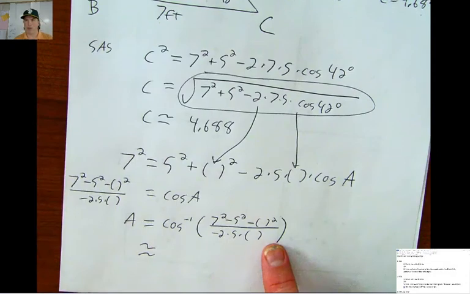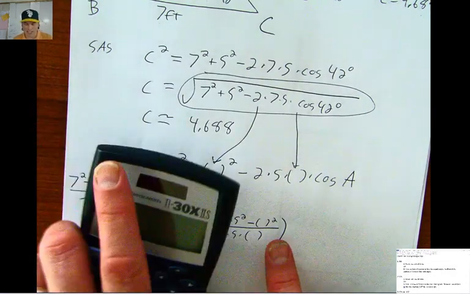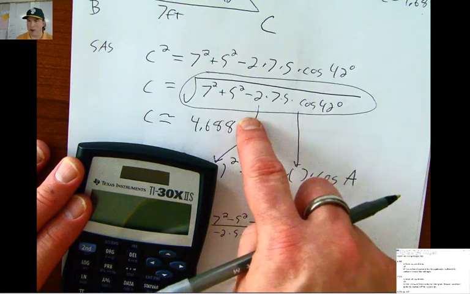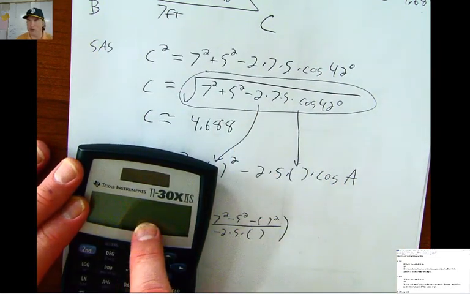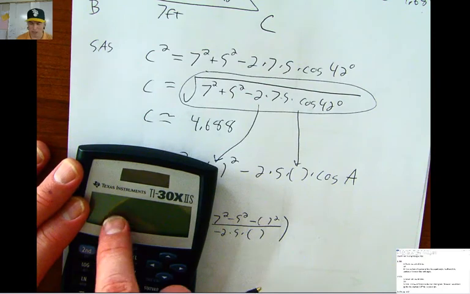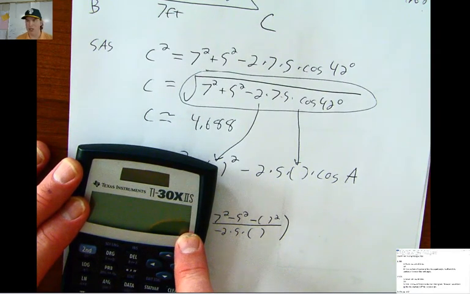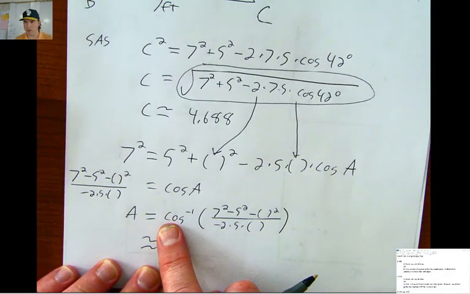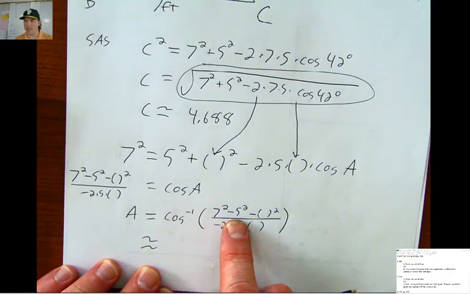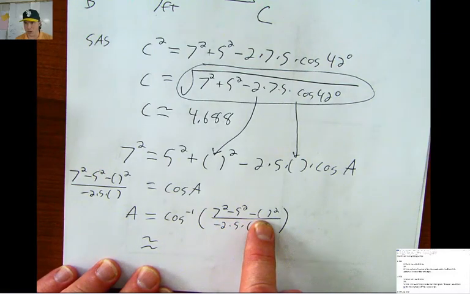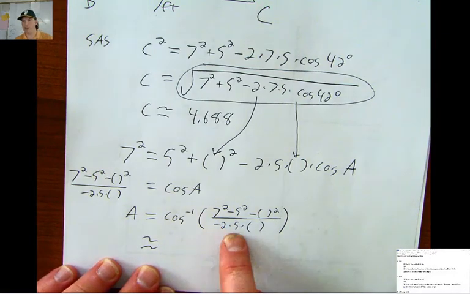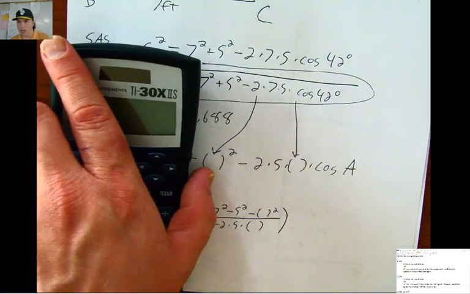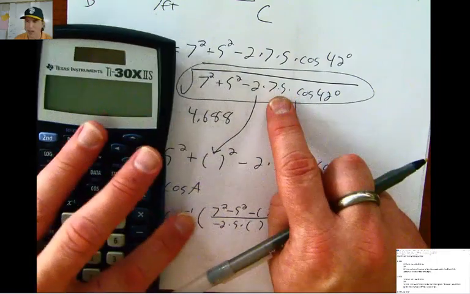Now this stuff, to keep it exact, because the last thing I did with my calculator was get this as an approximation, my calculator should read 4.68 blah blah blah throughout that entire thing. So at that point I can now put this into my calculator by going cosine inverse of 7 squared minus 5 squared minus answer squared divided by negative 2 times 5 times answer, close. I'm going to show that entire thing right now with this calculator. So I have to go back to here.